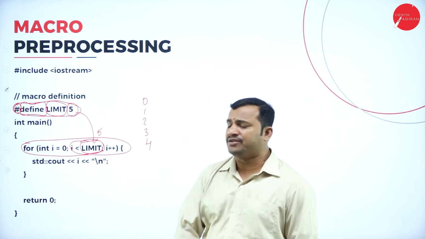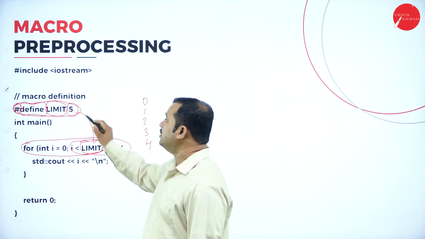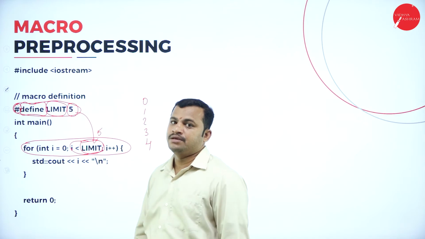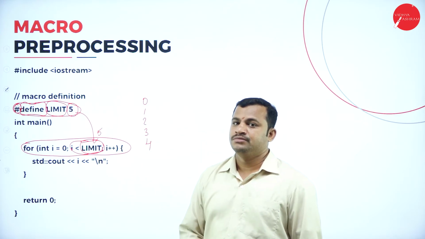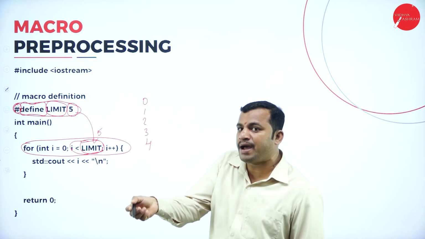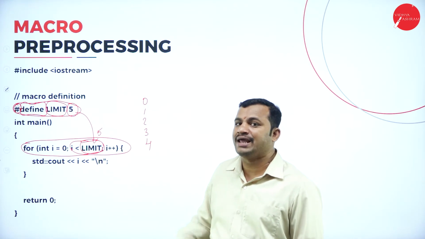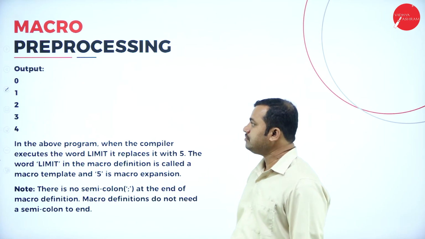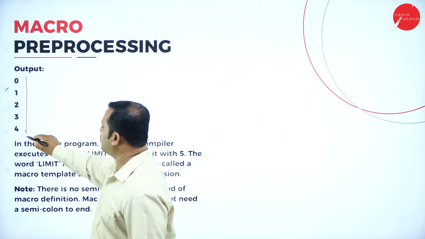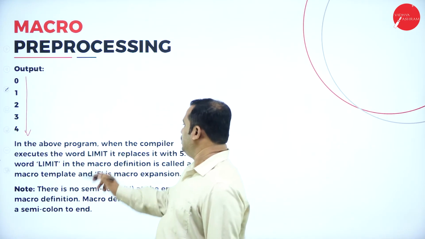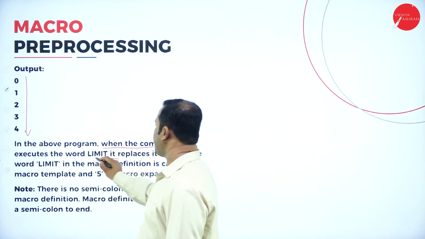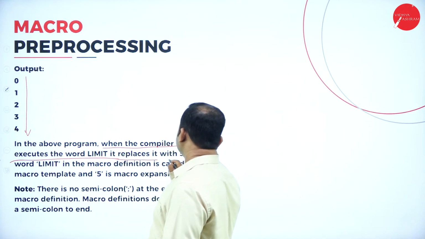That indicates that wherever the macros are defined, the values associated with the name of the macro are placed into the program before the actual compilation. That is, if there is a macro preprocessing directive, it is expanding the information which is enclosed in the program. Similarly, if you look at this output, you will see that the values are printed in this order, that is 0, 1, 2, 3, 4. In this program, when the compiler encounters the word LIMIT, it replaces it with 5.